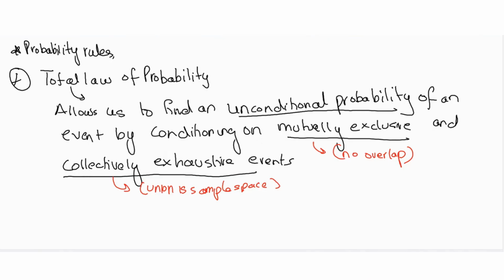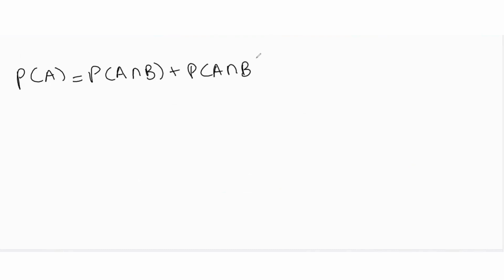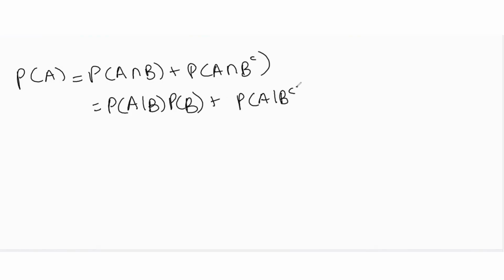If we write down the total law of probability, it would be like this. This is how we mathematically write it. Probability of A is probability of A and B plus probability of A and B complement. Then, further using the multiplicative rule, we can write this as probability of A given B times probability of B, plus probability of A given B complement times probability of B complement. This is the probability of A using total law of probability.